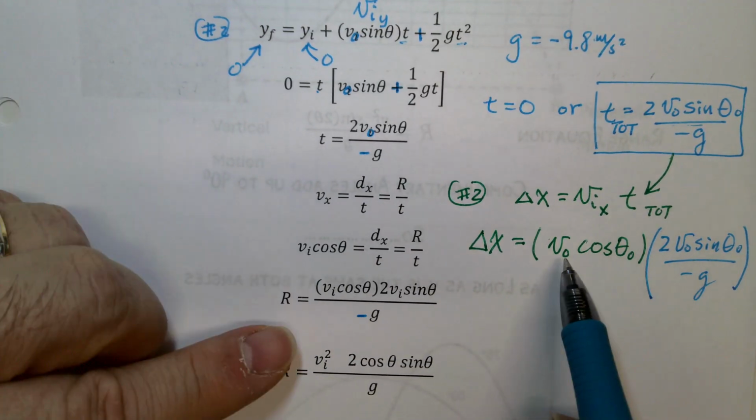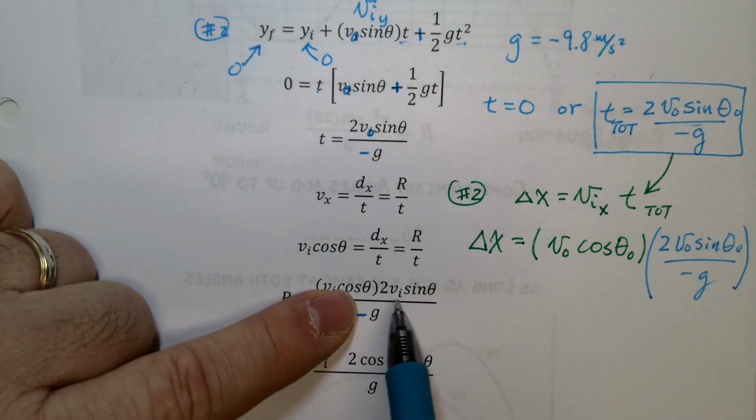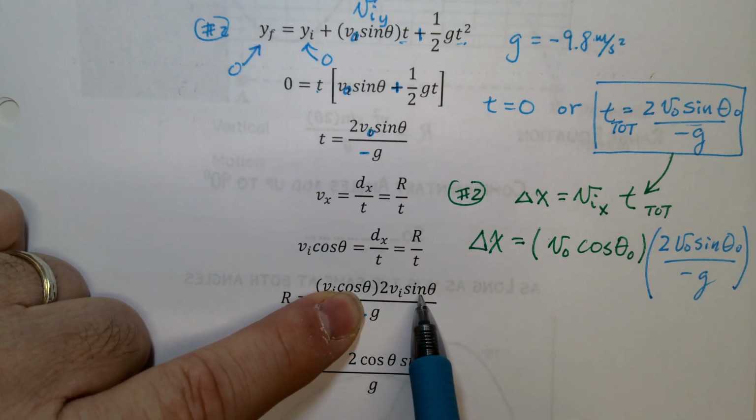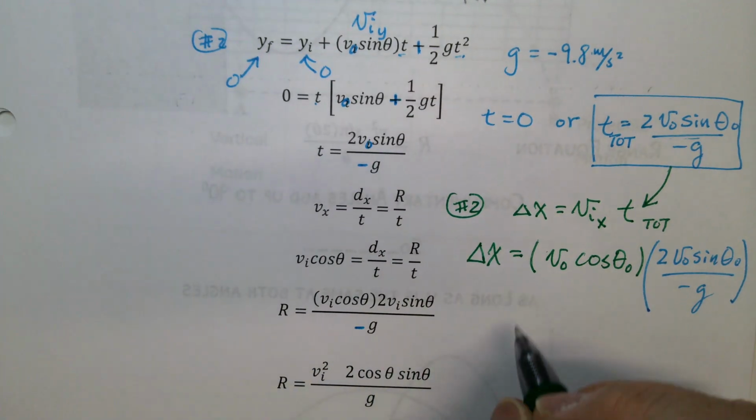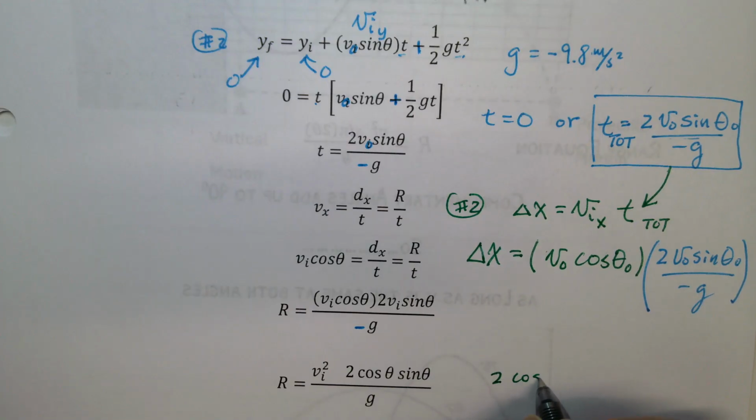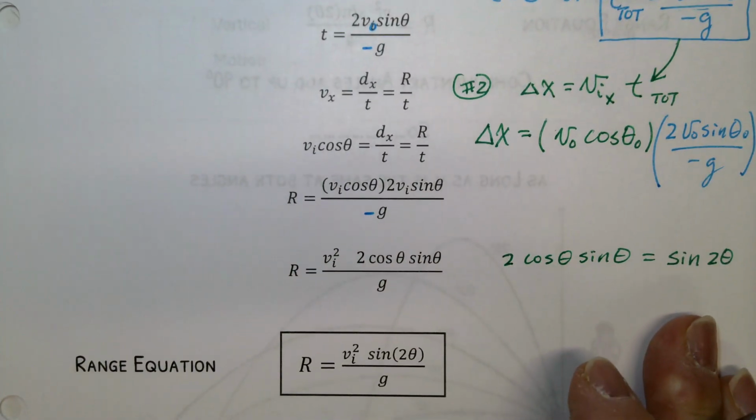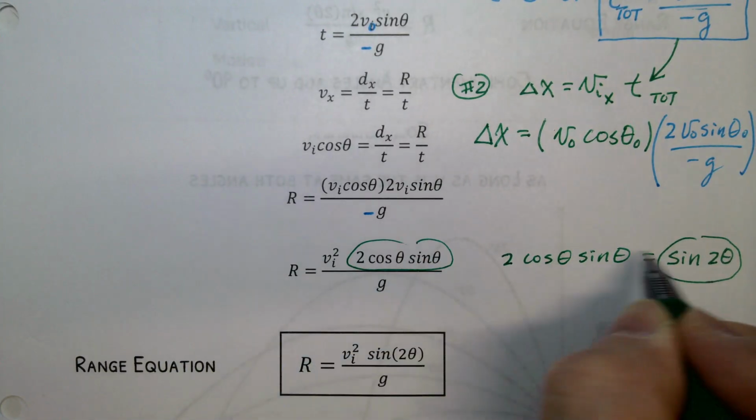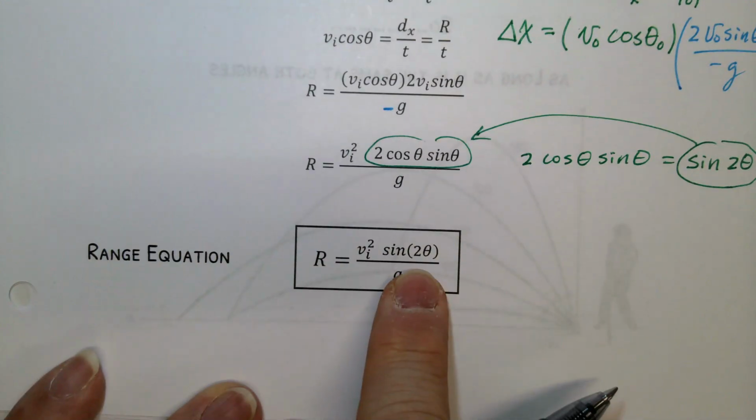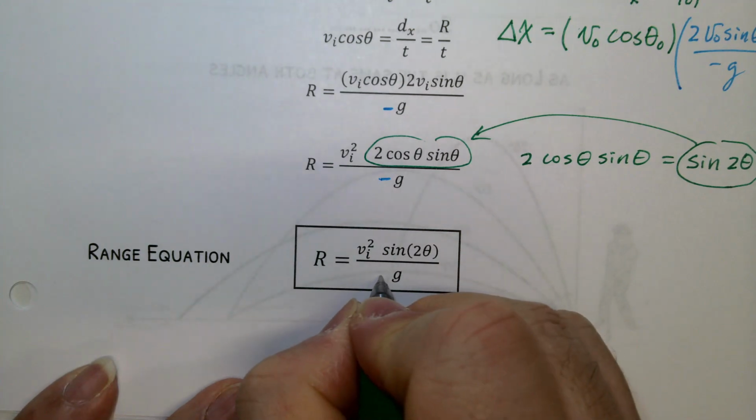So I can multiply these two v naughts together and I get v naught squared. Then 2 times cosine theta sine theta right here. There's an identity where 2 cosine theta sine theta is equal to sine of 2 theta, this double angle theorem. So I can substitute this identity into here, and then this is what I get. Okay? This is known as the range equation.